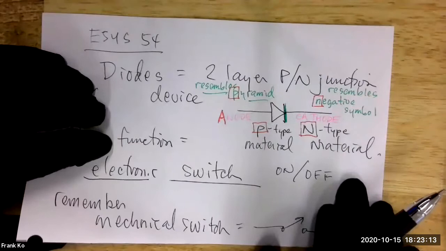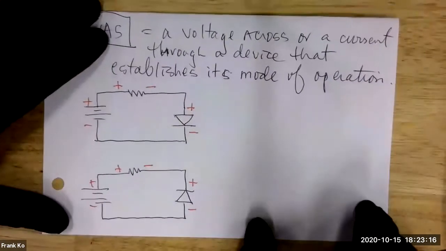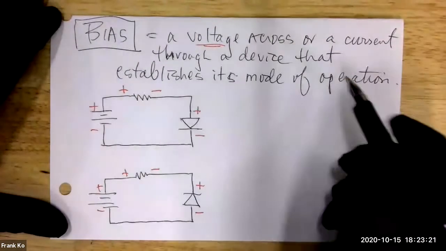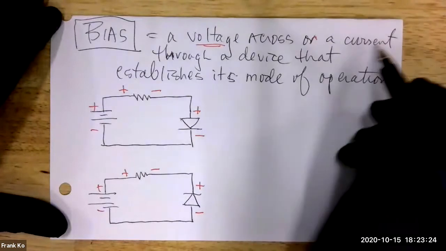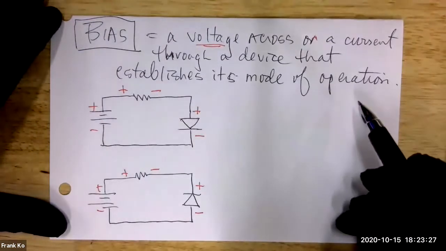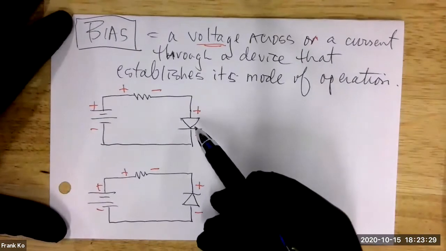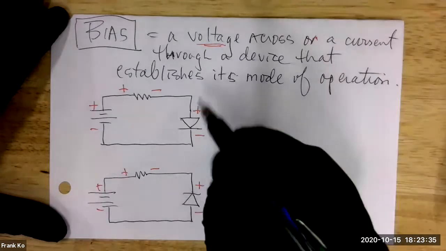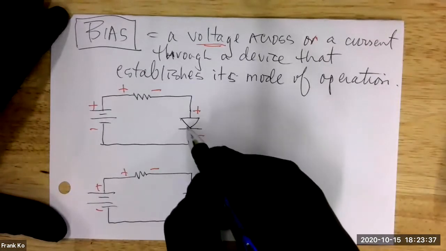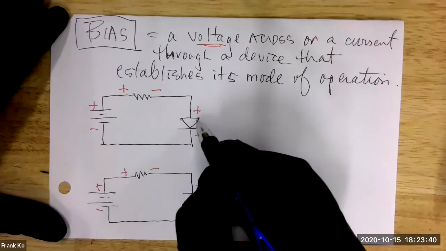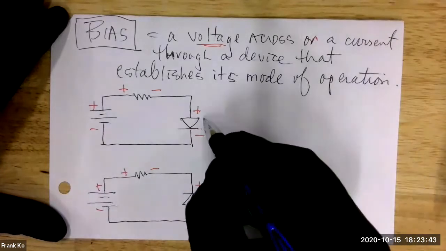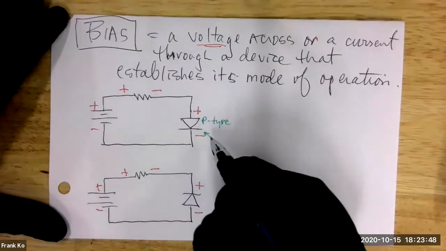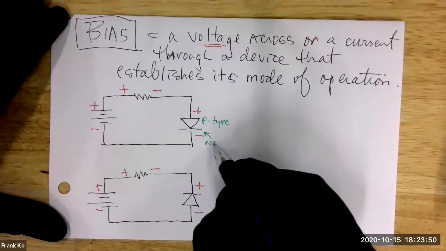Now, check this out. I have now applied something called bias. And bias is, as I've said, a voltage across or a current through a device that establishes a mode of operation. Let's take a look and see what polarities have been attached to which side of the diode. Is this the pyramid side of the diode? Yes. So what material is on this side? N-type or P-type? This is P-type material, yes? And how about over here? Over here we have what type of material? This is N-type.